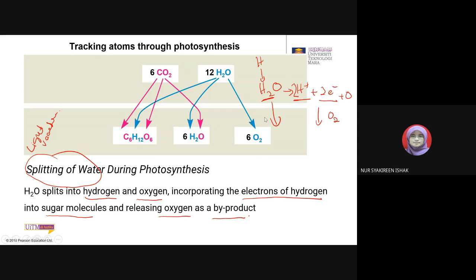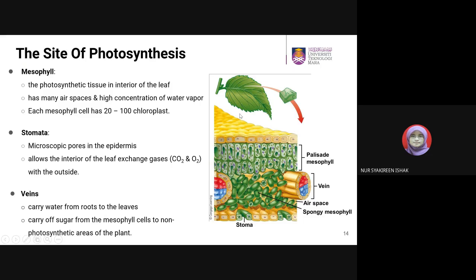Okay, so this is the site of photosynthesis. So basically dalam sel daun ni, dia ada sejenis tisu, kita namakan dia sebagai mesophyll. Okay, mesophyll tissue which consists of mesophyll cells. So mesophyll cell ni dia ada banyak sangat chloroplast. Okay, so it is the site where photosynthesis occurs.